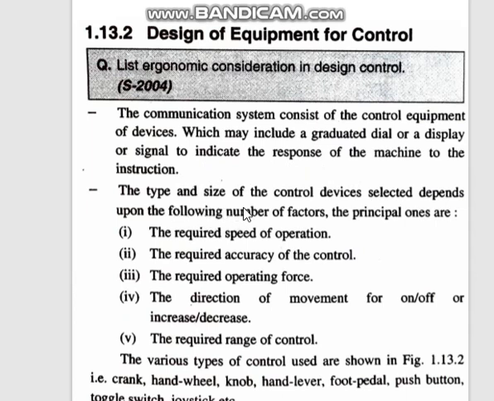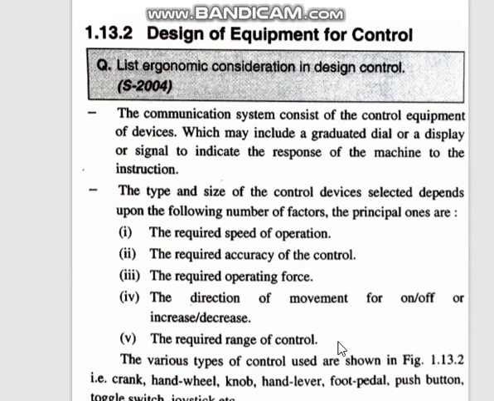Okay, the type and size of the control devices selected depends upon a number of factors, and these are the required speed of operation, at what speed you should operate the machine, required accuracy of the control, whether you require accuracy or not, the required operating force, how much force you have to apply, and the direction and movement of on, off, or increase or decrease.